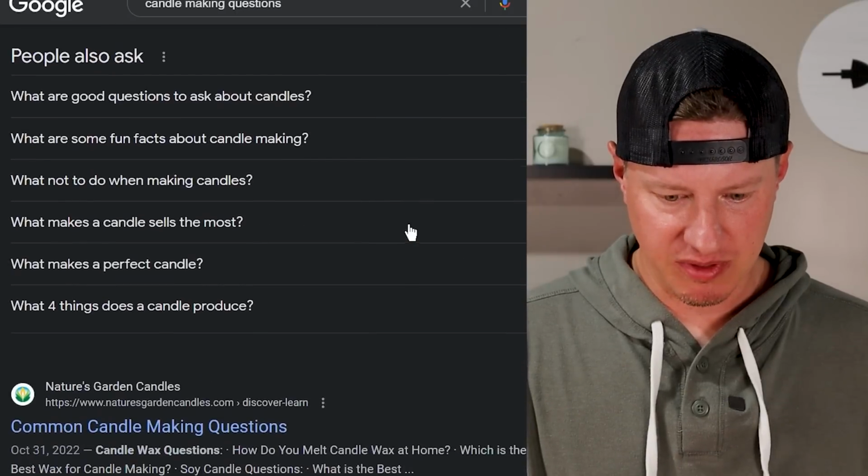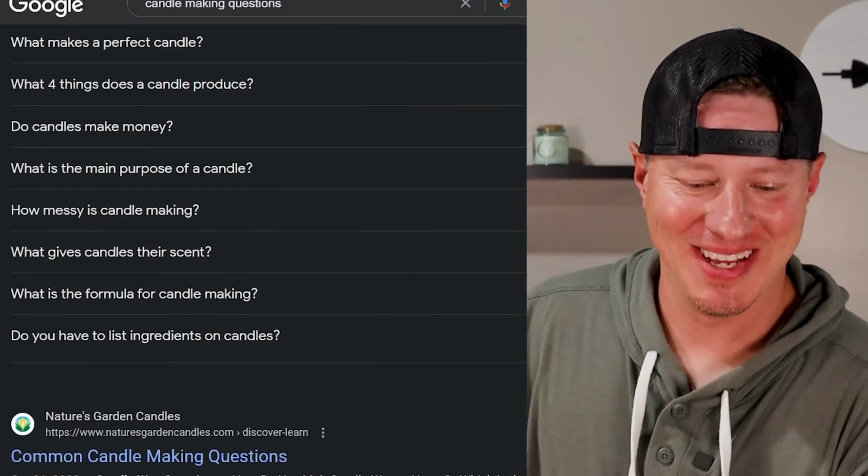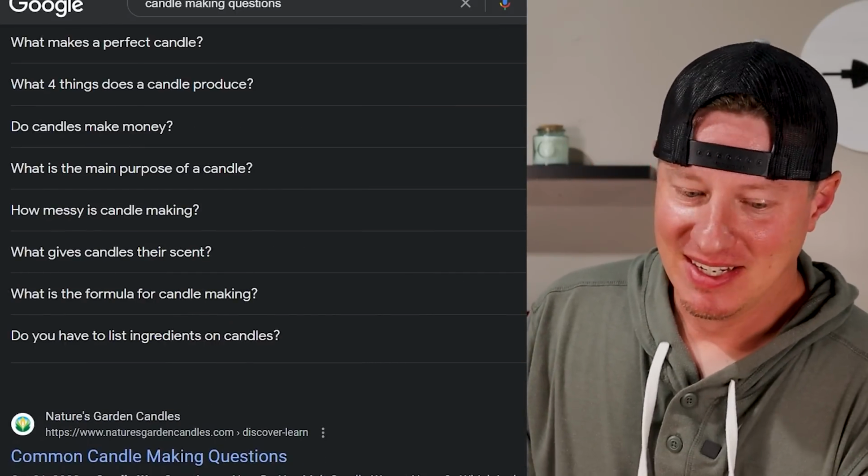Let's expand these other ones here. What makes a perfect candle? Nothing. No such thing. No, in all seriousness, there's no way to answer that question. There's no way to determine what a perfect candle would be. It's just too subjective, right?